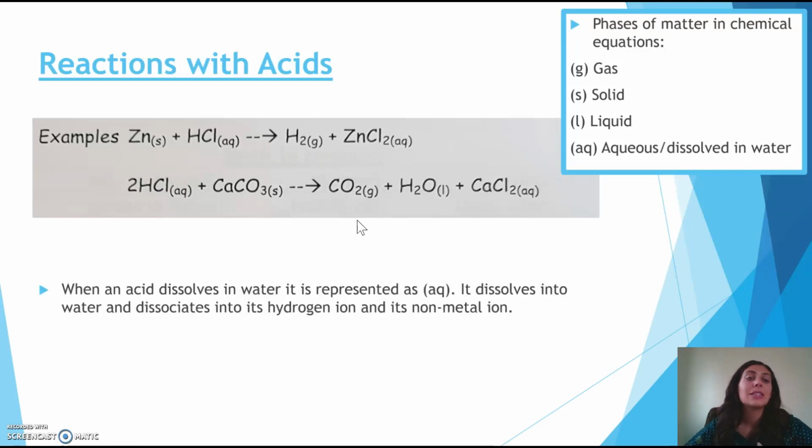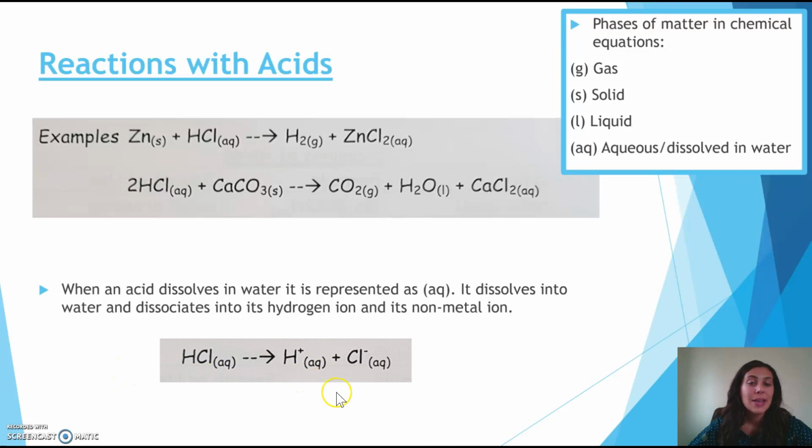Now, when an acid dissolves in water, it's represented as aqueous. It dissolves into water and dissociates into its hydrogen ion and its nonmetal ion. So if you were to take this HCl from this reaction and only dissolve it in the water, so forget about the calcium carbonate here, it would produce hydrogen ion and chloride ion. Okay, and then those two things go on to react with other things to make full compounds. This is something we'll get into more in grade 11.